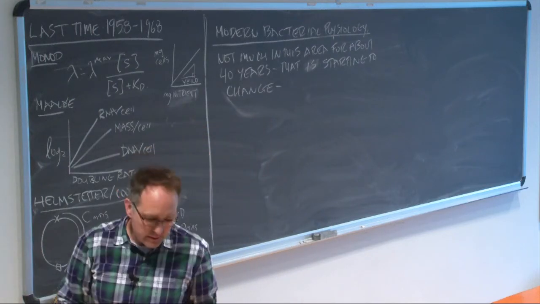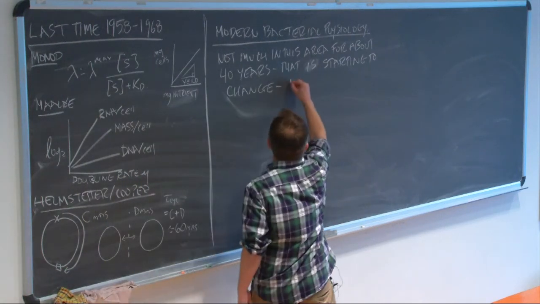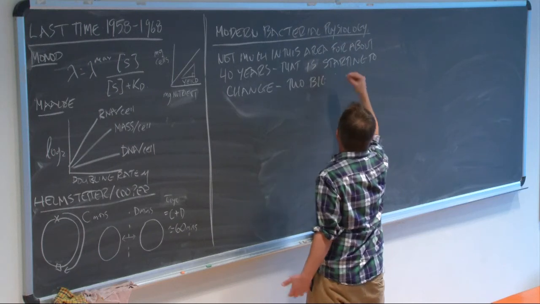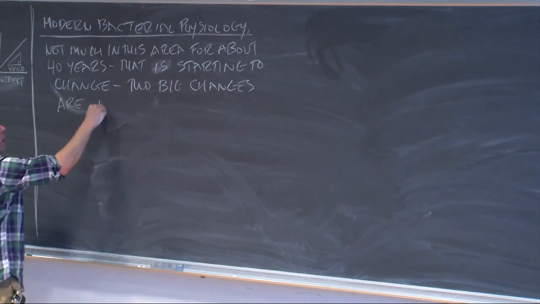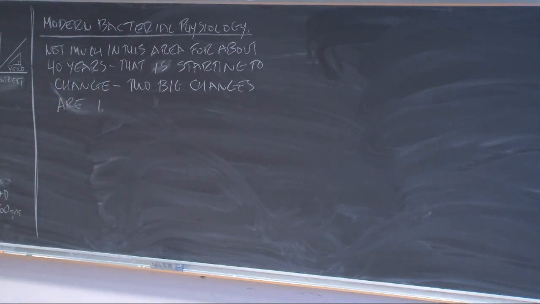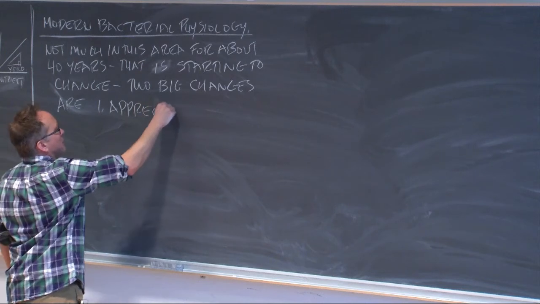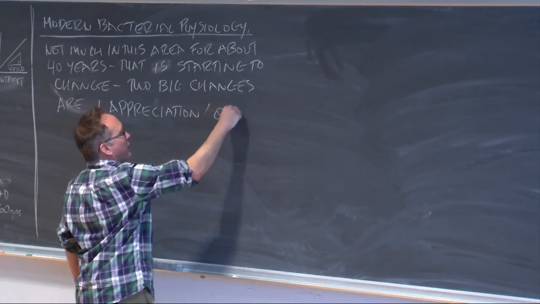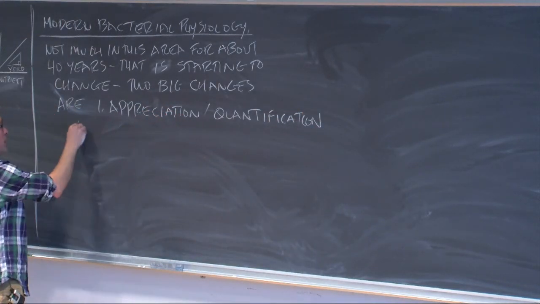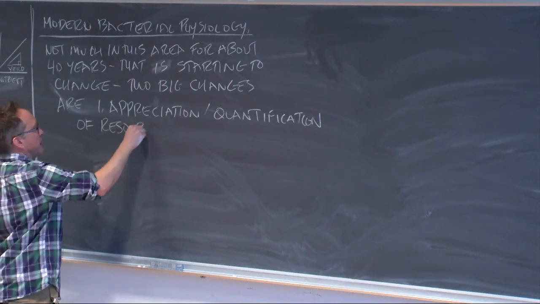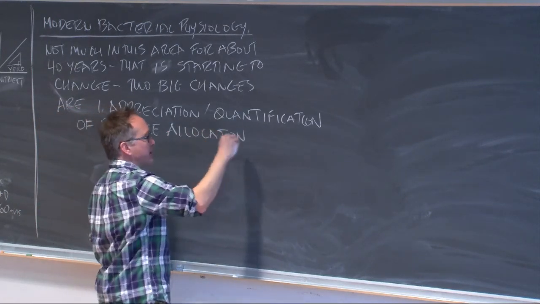And two developments, at least in the last 10 years, are the following. Two big changes are: one, an appreciation for constraints in cellular growth, if you like, or better to say, a quantification of resource allocation constraints, and I'll tell you what I mean by that in a second.